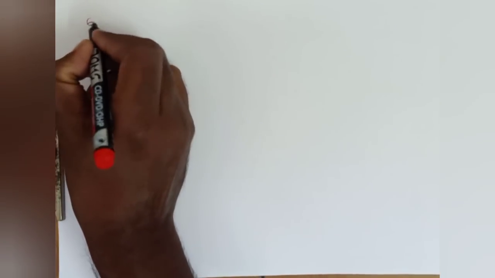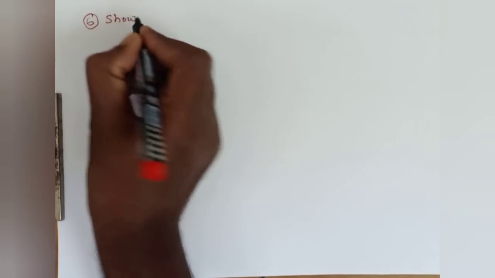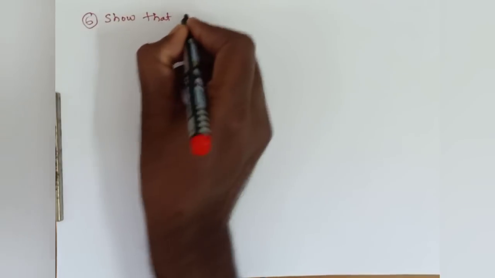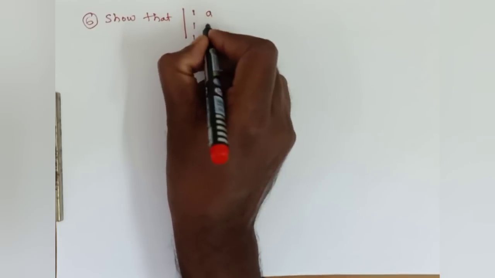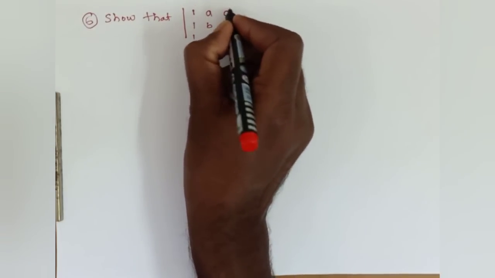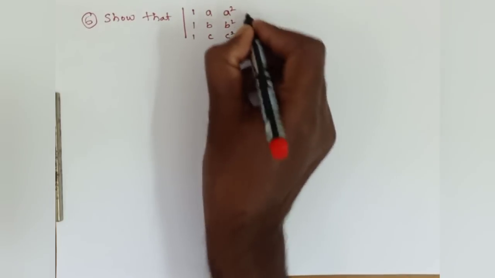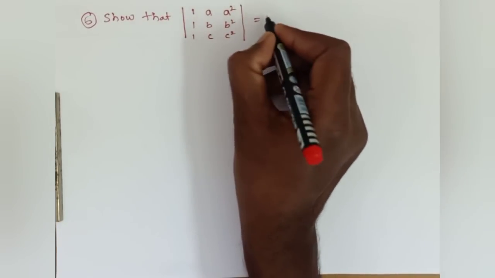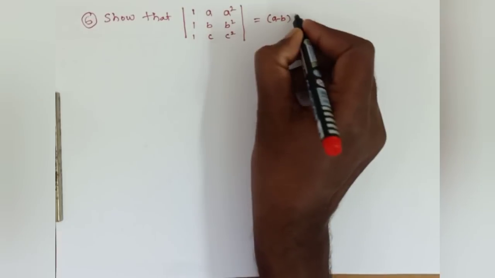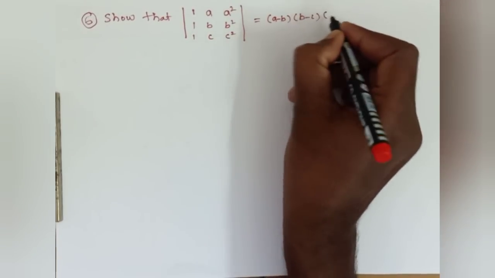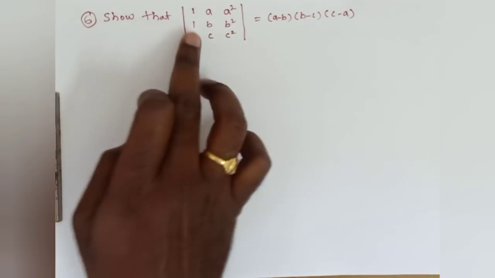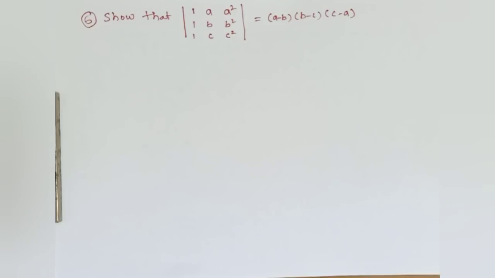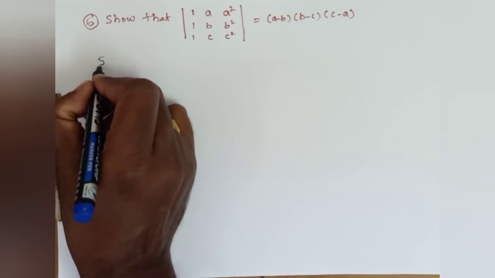Next thing is, show that the determinant of the matrix with rows 1, 1, 1; A, B, C; and A square, B square, C square is equal to A minus B into B minus C into C minus A. So you need to show the value of this determinant is A minus B into B minus C into C minus A.